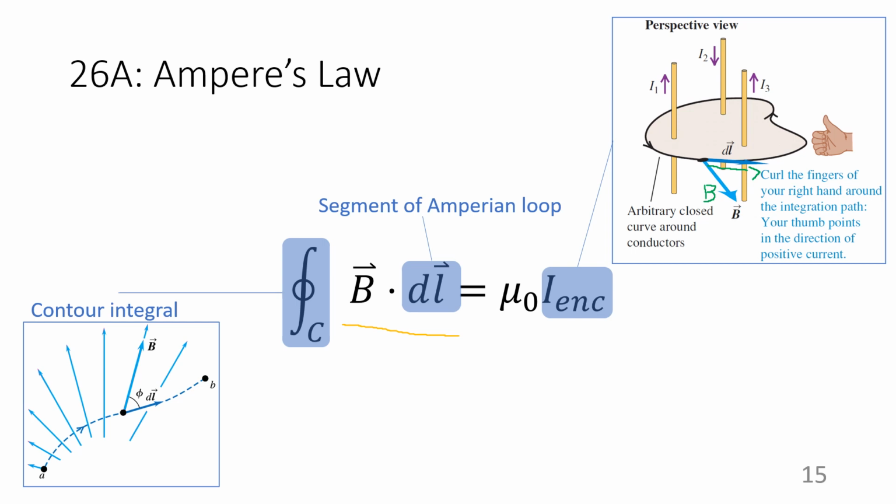So to be specific, I enclosed for this instance should be equal to I1 plus I3 minus I2, at least for this example, and for the fact that you are following a counterclockwise contour.